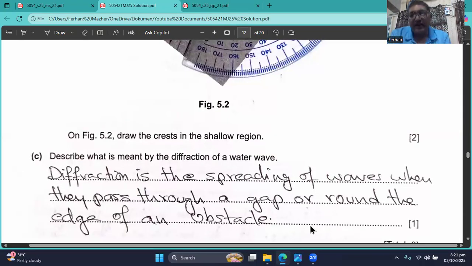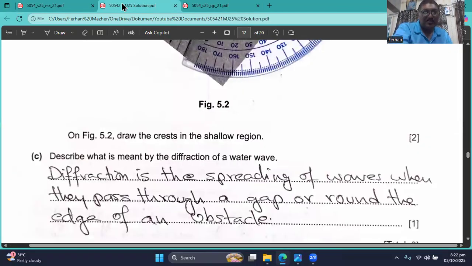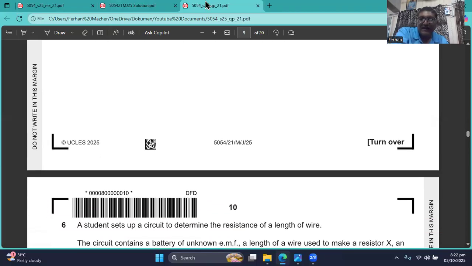Diffraction is the spreading of the waves when they pass through a gap or round the edge of an obstacle. When they go round, round meaning the verb, the edge of an obstacle, they bend or they spread, they convert into circular waves. That is called diffraction. You can check your book also to write a better meaning of diffraction. The marking scheme is showing up in front of you. This is what I have written. You can always write a better answer. So we are done with question number 5.